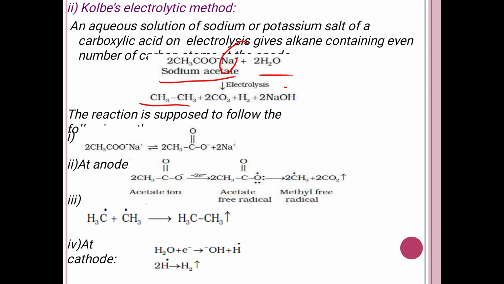The mechanism is here. At the anode, acetate ion will be there and it will form acetate free radical, then methyl free radical. This is the reaction that occurs at the anode. This is the reaction that occurs at the cathode. In the cathode, you can see this reaction.